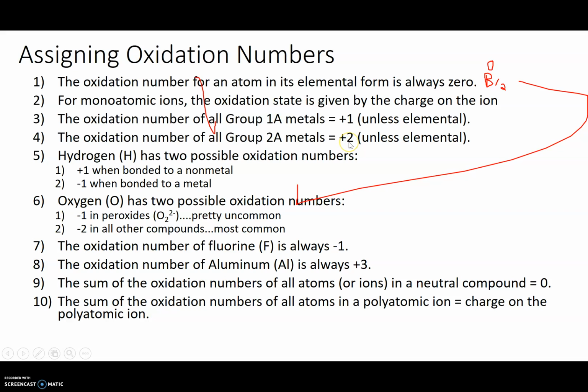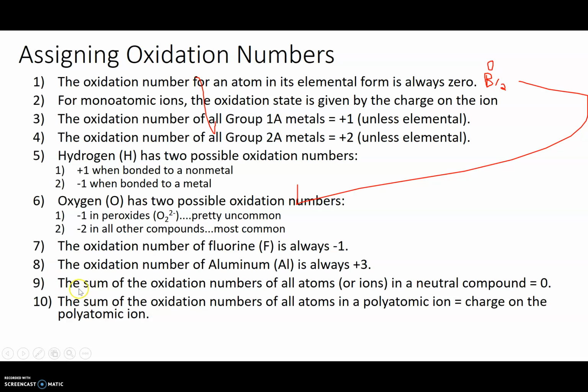have a +2 oxidation state when they're bonded. So H has 2 possible oxidation states, +1 when bonded to nonmetals and -1 when bonded to a metal. So for oxygen, we're going to ignore rule 1 for now, and talk about rule 1 later. For now, we're going to assume that oxygen always has a -2 oxidation state. Fluorine always has a -1 oxidation state. And aluminum always has a +3 oxidation state.